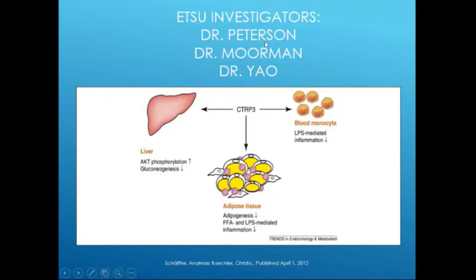Dr. Peterson more recently has studied the CTRP3 protein, which is a lysozyme. And what they've shown is that there's decreased gluconeogenesis in the liver, so it may be a target for metabolic syndrome. It also affects blood monocytes with decreased inflammation. And more importantly, in adipose tissue, it's been shown that there's decreased adipogenesis and decreased inflammation. So Dr.